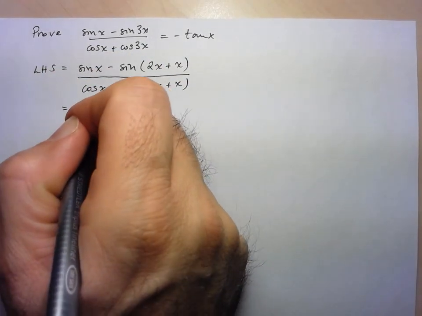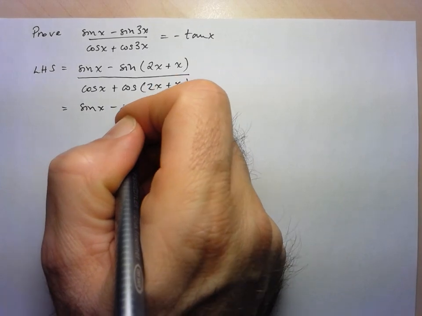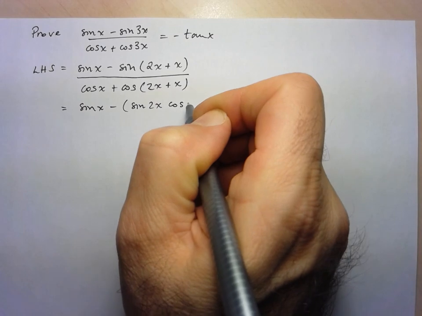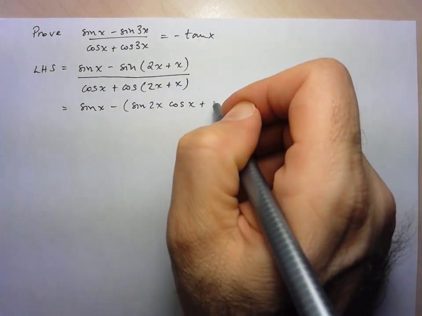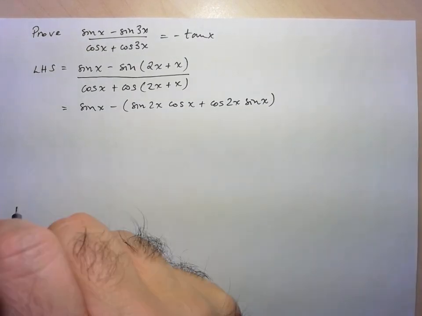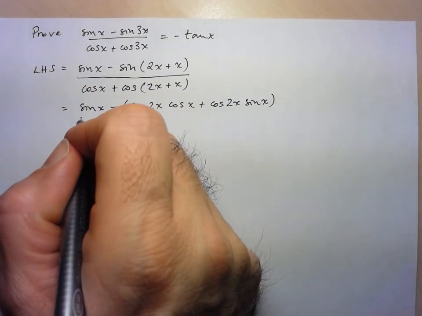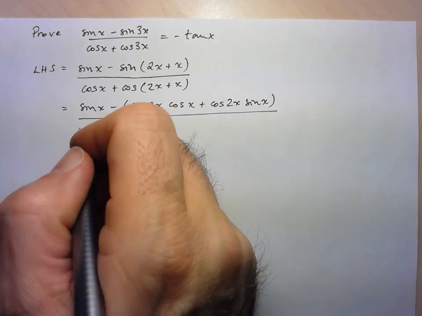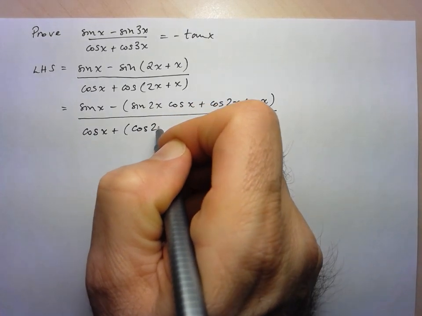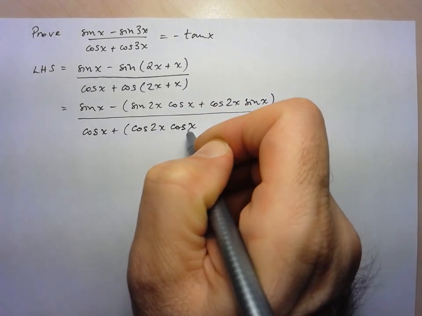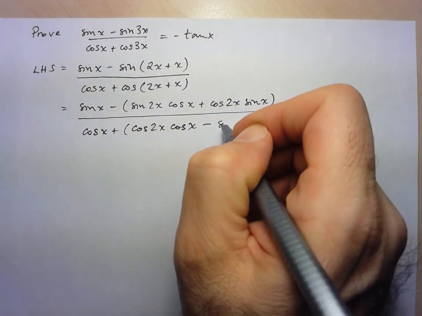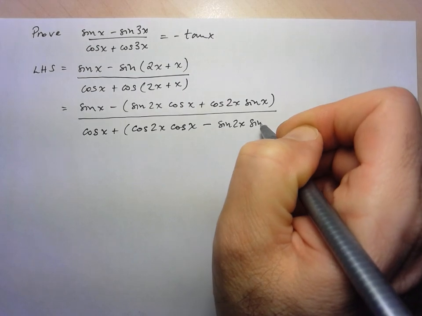Let's apply those formulas. So sine x minus, and here it's sine of the first times cos of the second plus cos of the first times sine of the second. So there's just our addition formula. You can look that up on your formula sheet if you need to. Divided by cos x plus, so here it'll be cos of the first times cos of the second minus, remember cosine always the opposite sign, sine of the first times sine of the second.